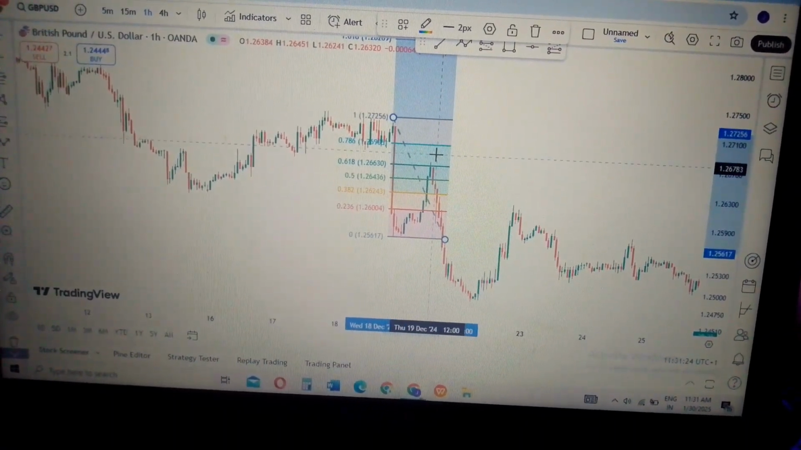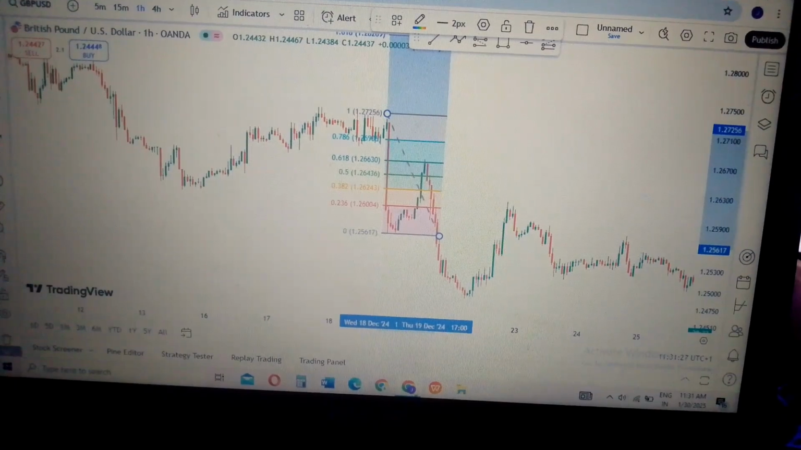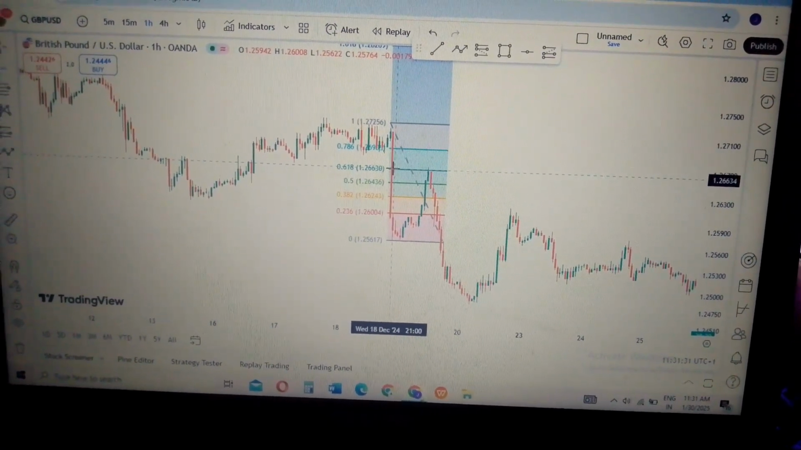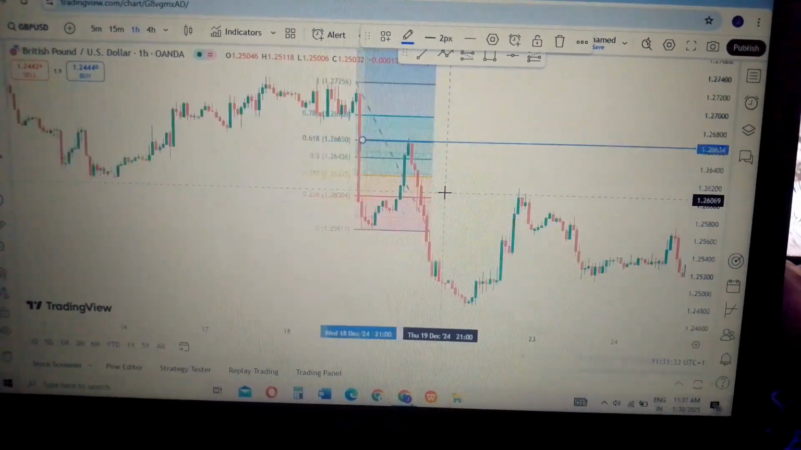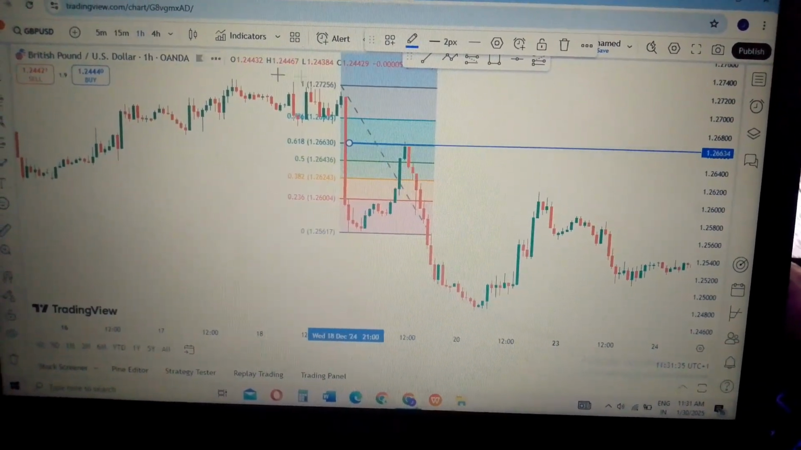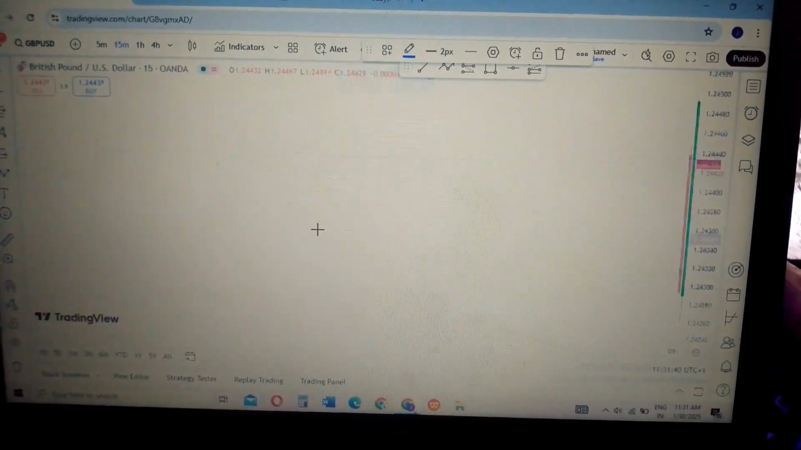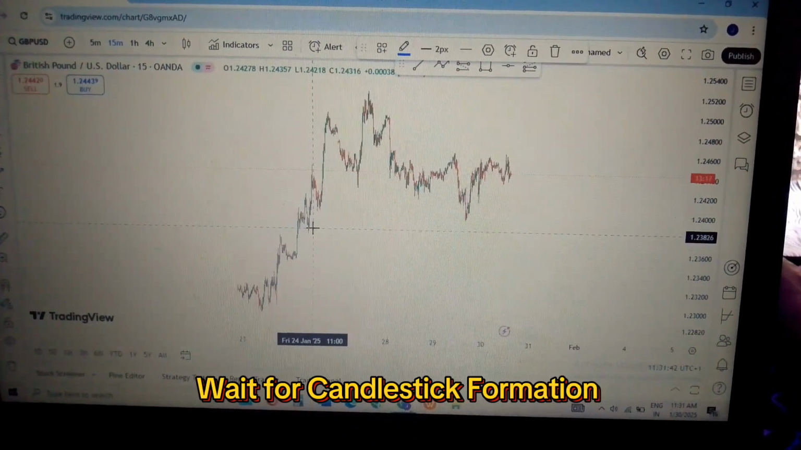Like I said earlier, this is the 618 level. You just map out your zone. Bam. So this is on the 1 hour time frame. I'm a day trader, so I pick my entry from the 15 minutes time frame. You just wait for candlestick formation before you place your trade.